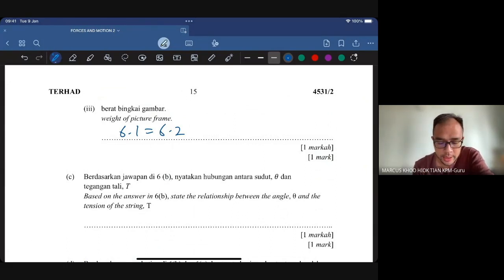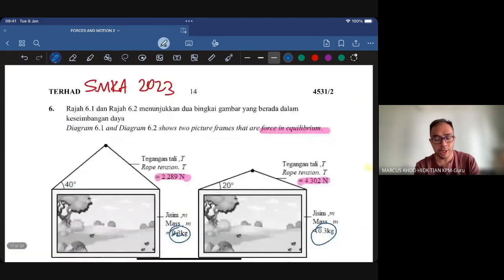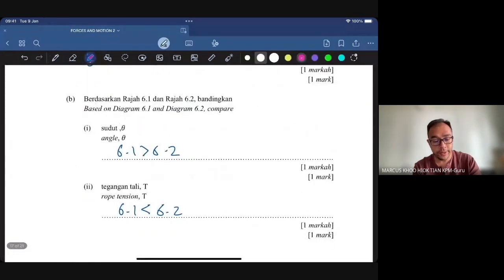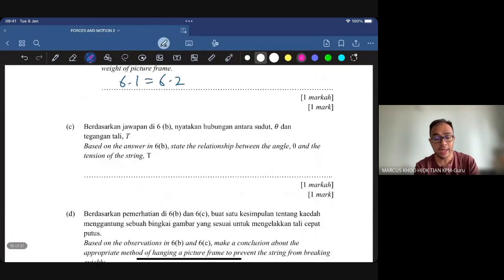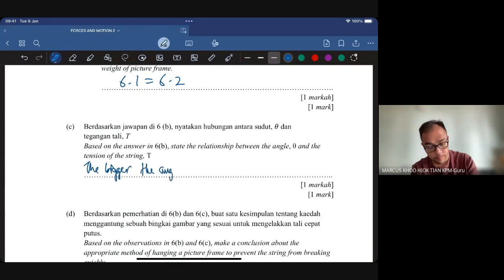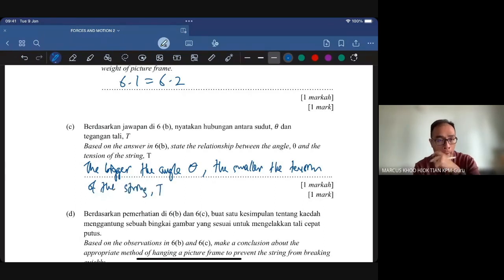Okay, based on the answer in 6B, state the relationship between the angle and the tension. Notice that the direction is different in both of these. 6.1 is more, 6.2 is less, so one is bigger, one is smaller. So in this case, the bigger the angle theta, the smaller the tension of the string, T. Bigger angle, smaller tension. I think it's quite simple.